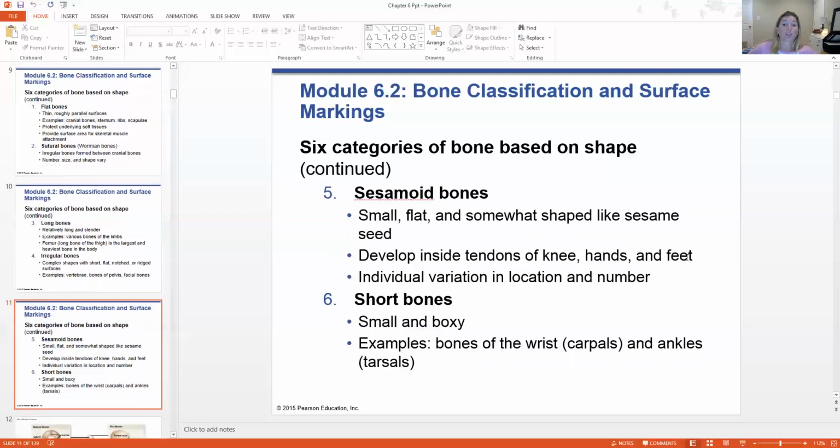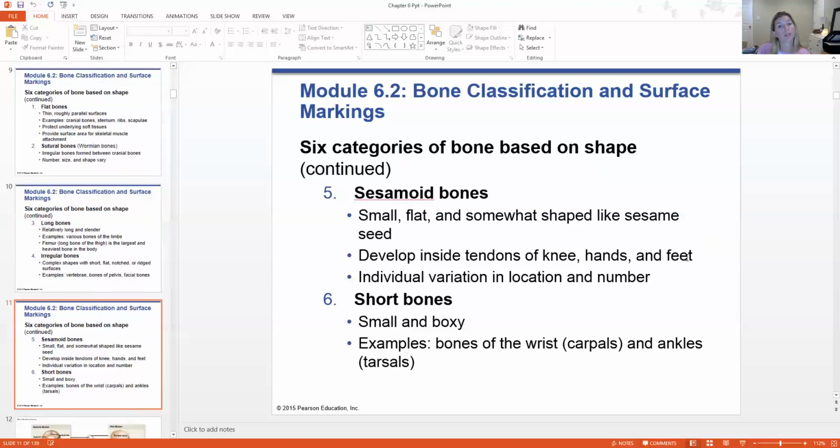Sesamoid bones usually develop inside tendons. These would be bones of the hands, the knee, and the feet. There's an actual variation in their location and number in some cases, but they're typically very small and flat. They look like a sesame seed, hence sesamoid.